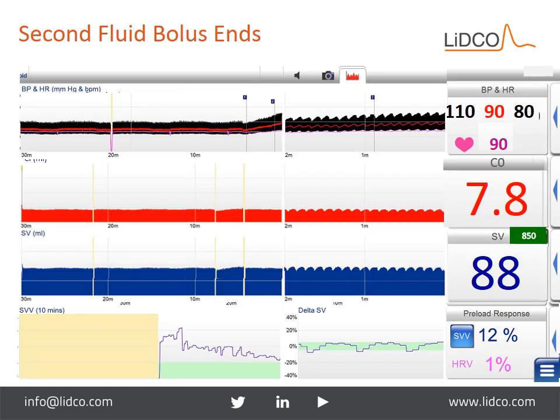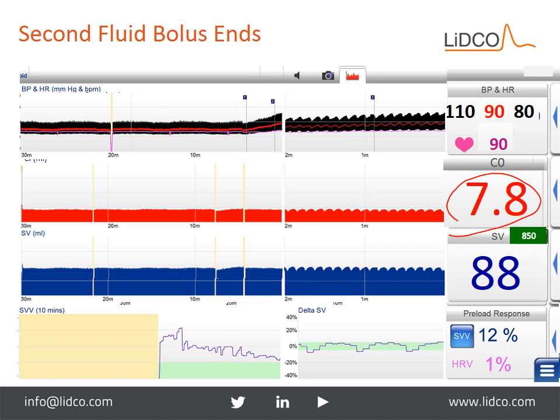We go ahead and give her a second liter bolus, and you can see there on the right, her cardiac output has come up really nice to 7.8 from originally 5.8, with the stroke volume down below there in the blue at 88. So we still need to ask the same questions, though. Is our patient adequately perfusing?